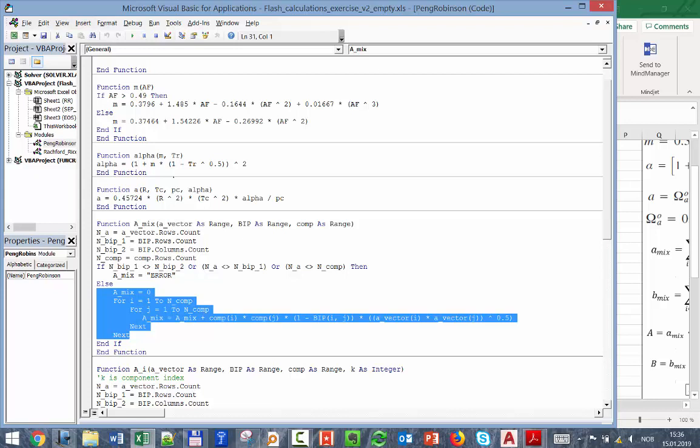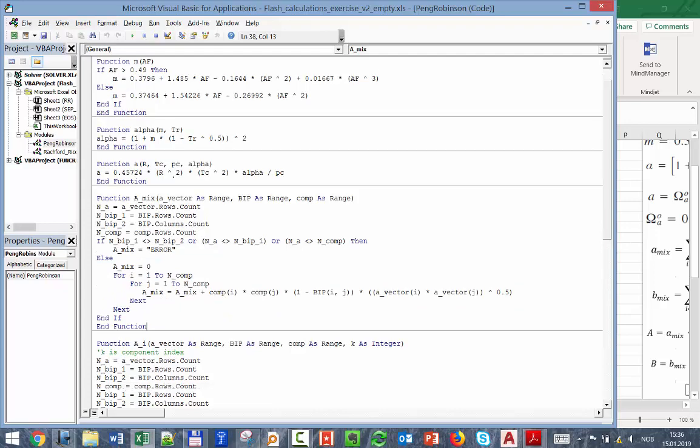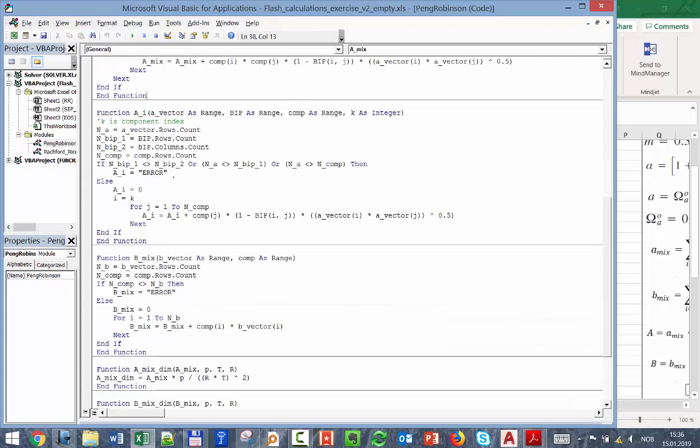This part here is making that ugly sum that you have here. And also B mix, it's here, and that's slightly simpler: composition times the B vector, summing all terms.